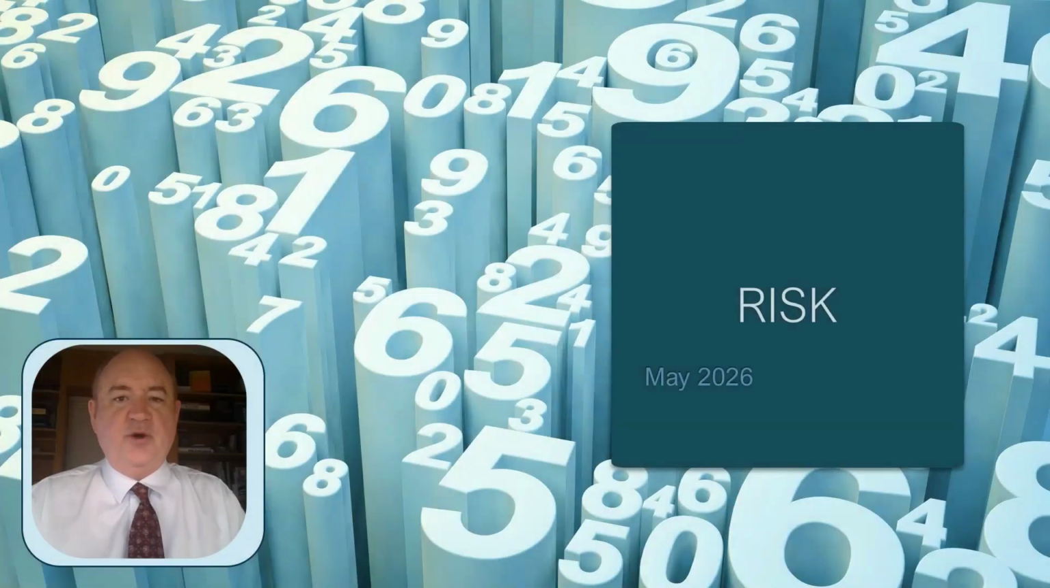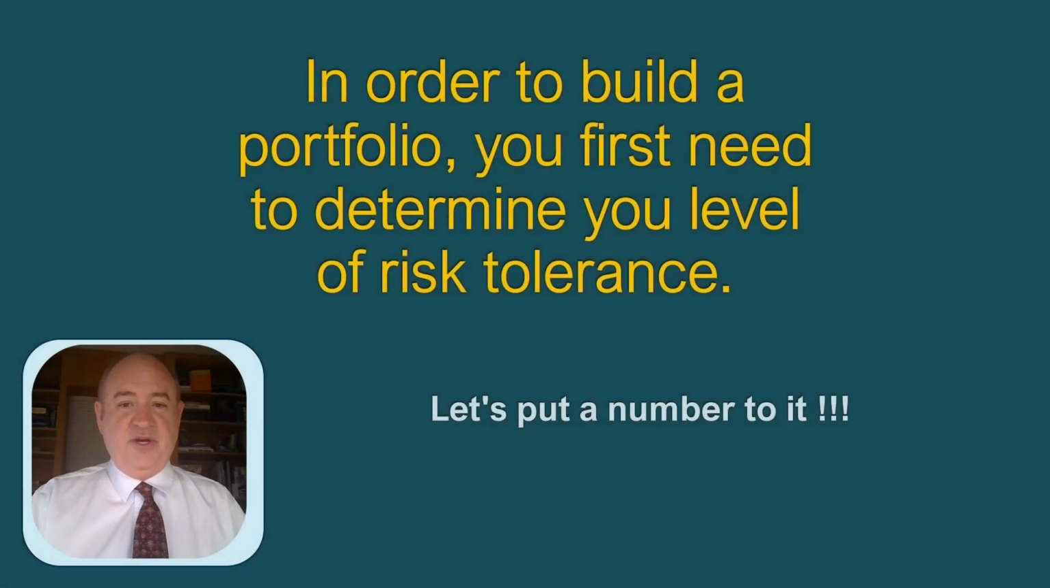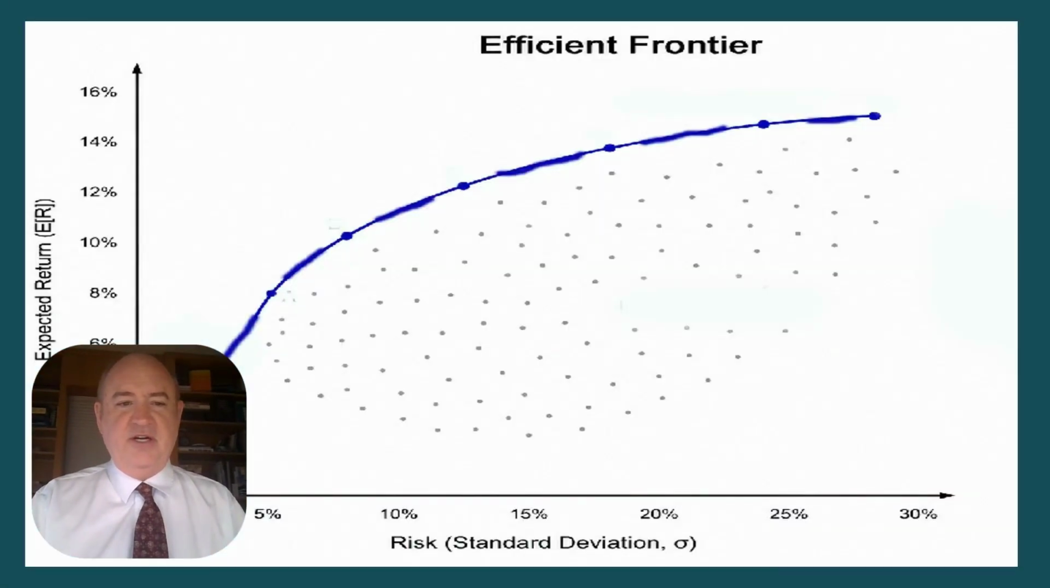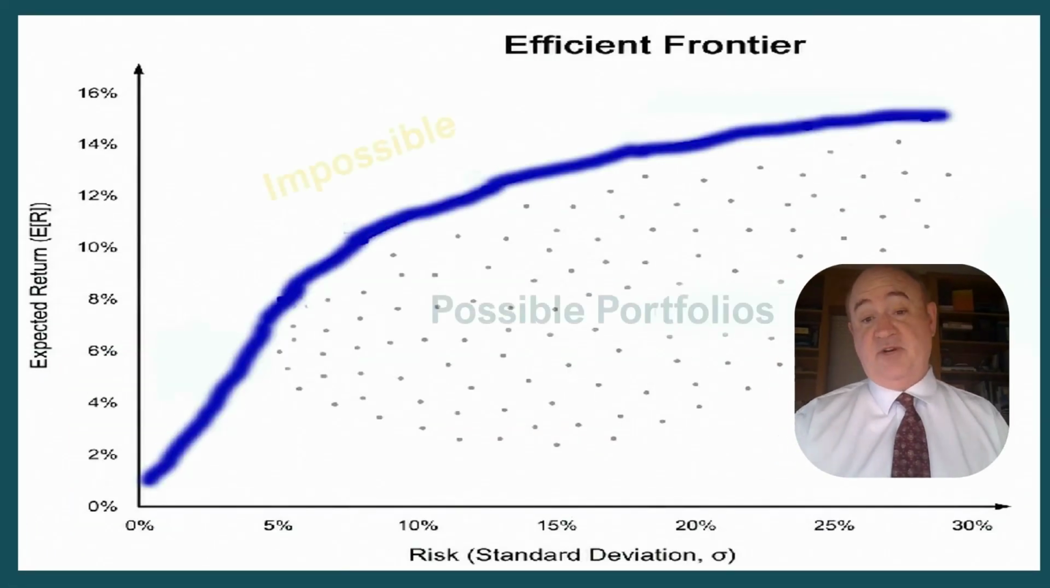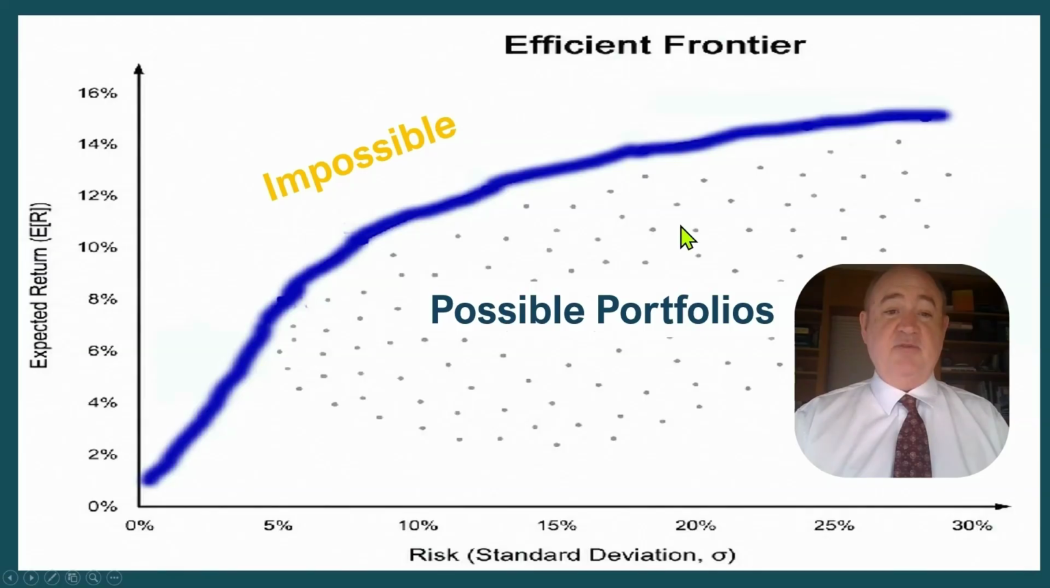Before you consider your portfolio, first you need to get comfortable with your own tolerance for risk and then set your portfolio to match that tolerance. What we're going to do is put a number to it. To do this, we're going to use the efficient frontier. We've got risk at the bottom, returns are over here. The possible portfolios are here, impossible portfolios are here. You cannot make a high return with no risk.